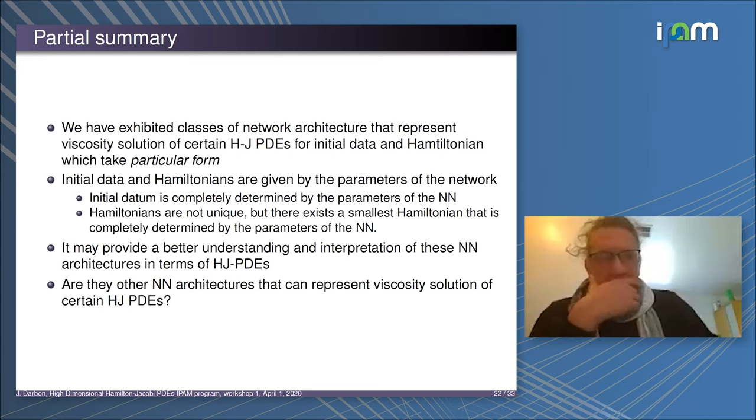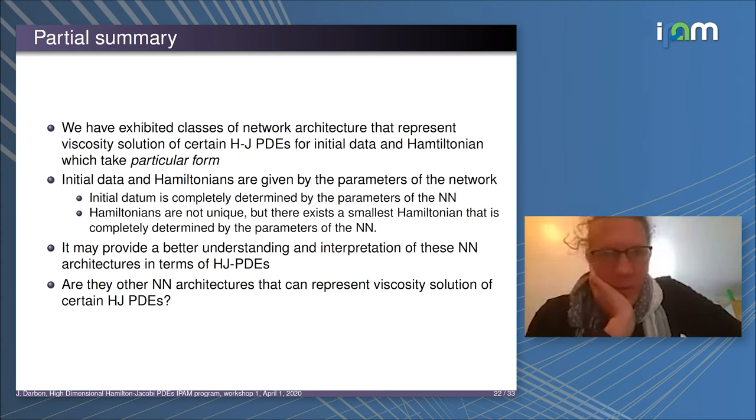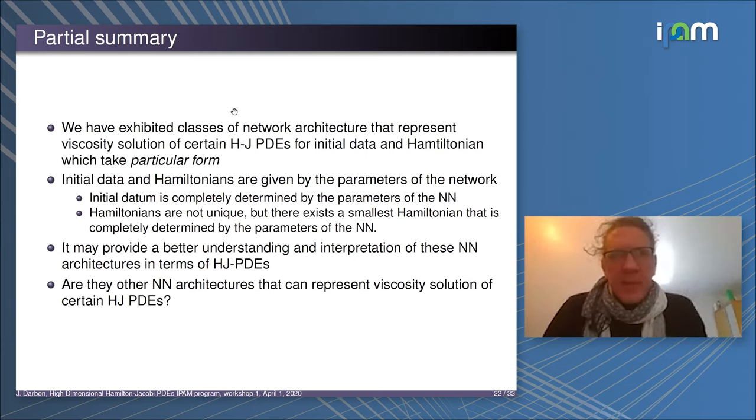So I'd like to mention here a bit of the summary of what happened so far. So far, we have exhibited a class of neural network architecture that can represent the viscosity solution of certain Hamilton-Jacobi PDEs when the Hamiltonian and the initial data are given by the parameters of the network. I wish to insist that this neural network defines Hamiltonians and initial data that take a very particular form. So if the Hamilton-Jacobi that you want to solve takes this particular form for the initial data and Hamiltonian, then you end business. Otherwise, you have only an approximation.